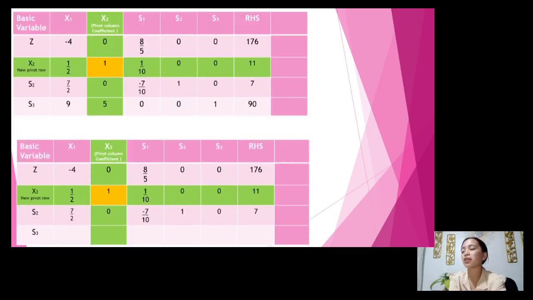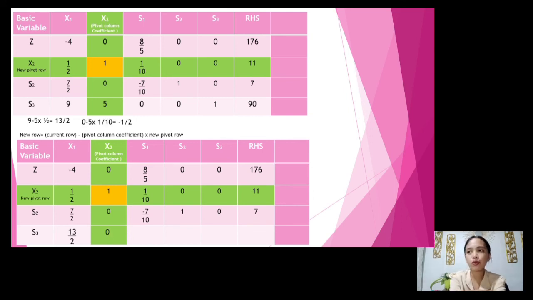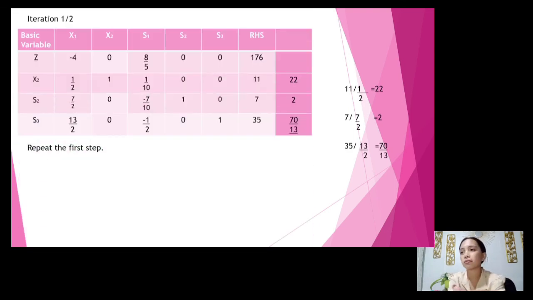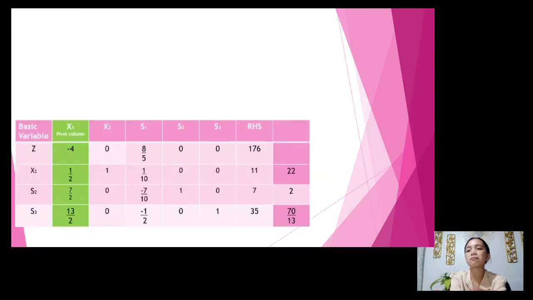For our last constraint, the s sub 3, 9 minus 5 times 1 half is 13 over 2. Then this will be 0. So 0 minus 5 times 1 over 10 is equal to negative 1 over 2, or negative 1 half. Then this will be 0, then 1, then 90 minus 5 times 11 is 35. So this is our iteration 1 over 2. So we will repeat the step.